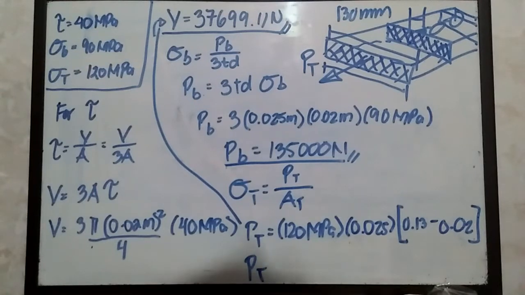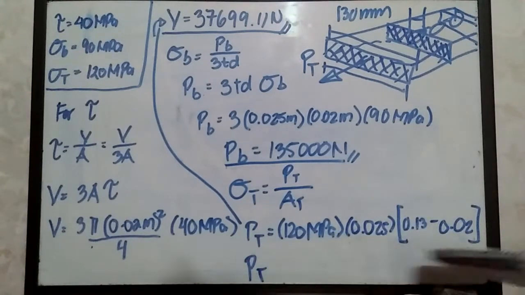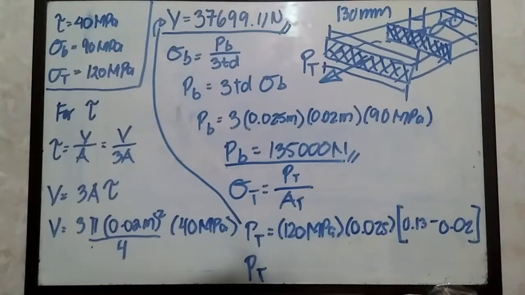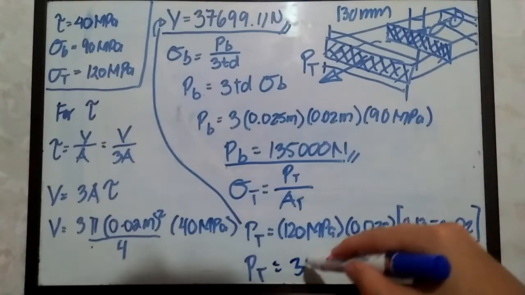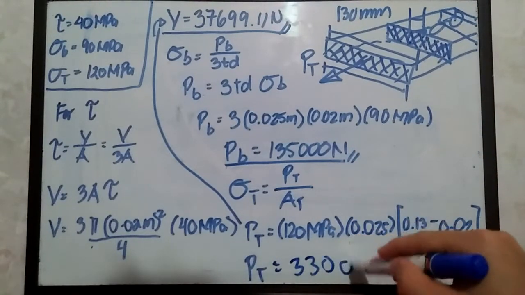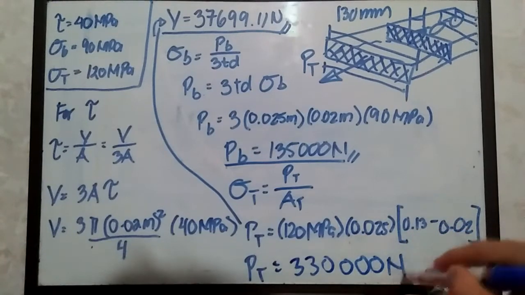Okay, and solving for P sub T, don't forget, as much as possible, we need to simplify it to the nearest answer. So since this is the working formula that we have, simplifying that one should be 330,000 newtons.